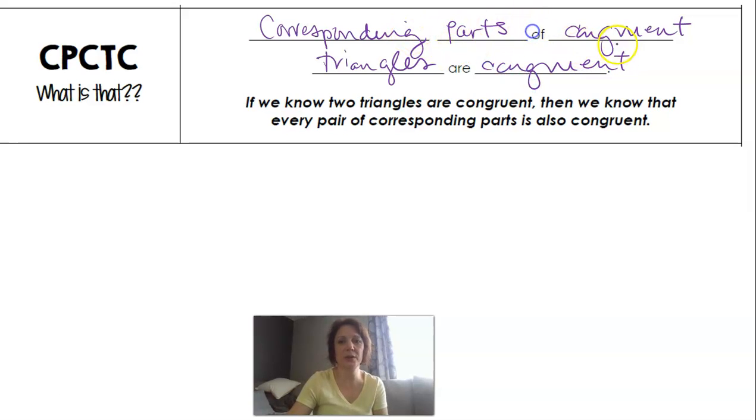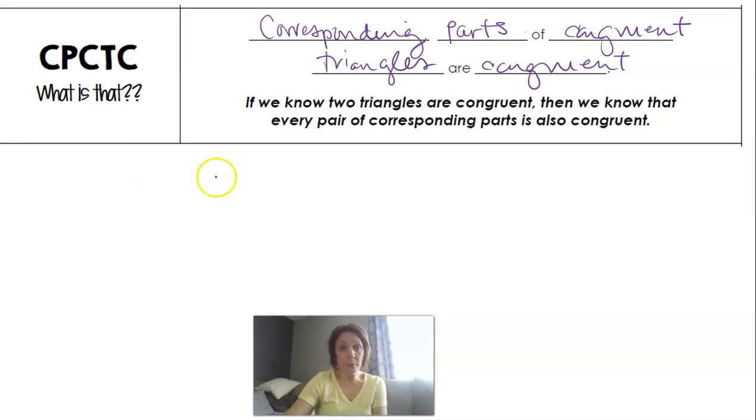CPCTC, corresponding parts of congruent triangles are congruent. What does that mean? If you tell me the two triangles are congruent, I know I can match up all the corresponding parts and know that they are congruent. And it works the other way too. If I know that all the corresponding parts are equal, that they match up, then I know the triangles must be congruent. I can go either way, right?